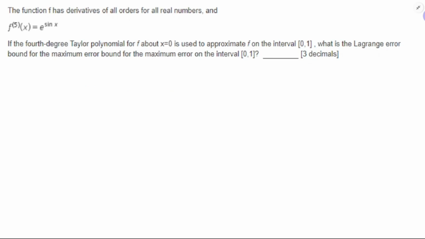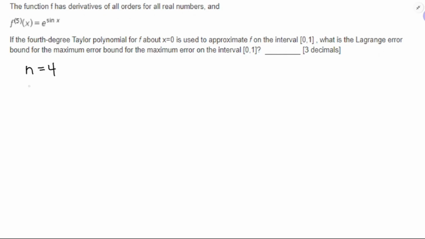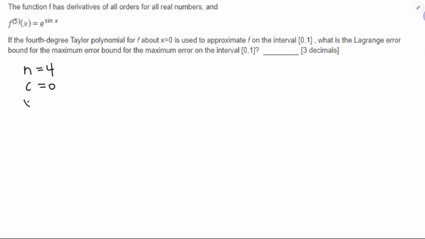Okay, the next one. This is the example I've got of one. Originally I think this was a multiple choice question, but this one requires a calculator, obviously with the 3 decimals there. If we're using the fourth degree Taylor polynomial centered at x equals 0 to approximate f on the interval 0 to 1, okay, so x0 is somewhere between 0 and 1. We wouldn't use 0, but we could use 1. And the Lagrange error bound, the maximum error bound for the... and I typed this one wrong too, because that's not a valid English sentence. Basically, what's the largest error that we could get in approximating on that interval?